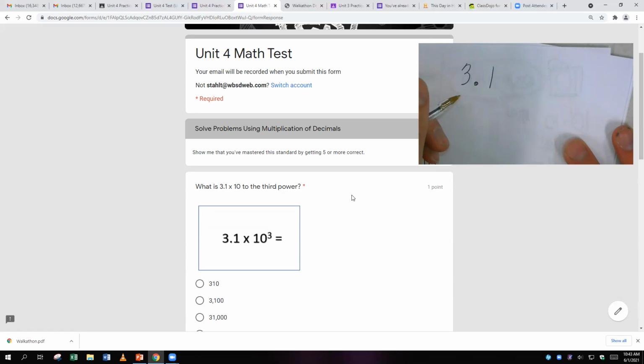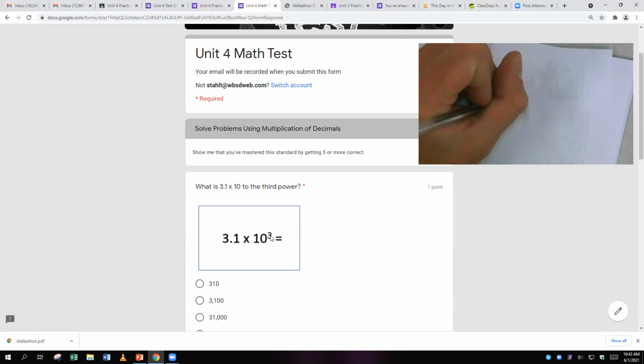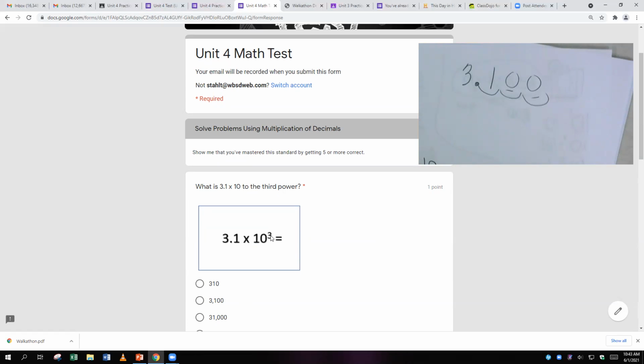We're supposed to push it over 3 whole spots. That's only 1. So that's 2, that's 3. That means I have to make something there, right? So the answer ends up being 3,100.